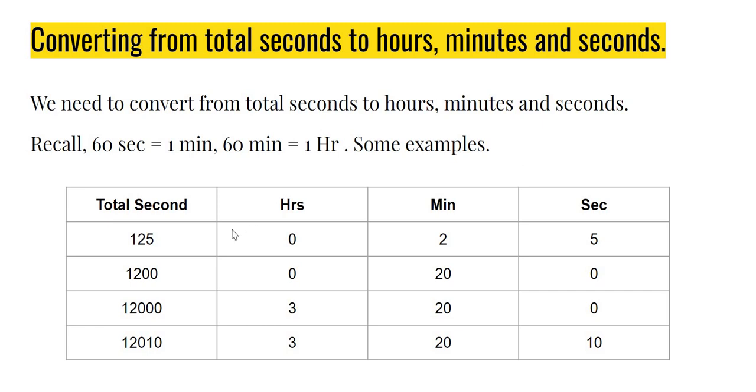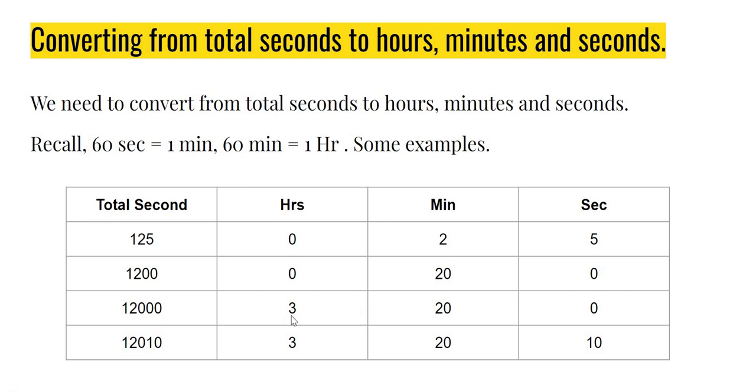Let's look at a few examples. For example, let's say it's 125 seconds left. We know that this is basically 2 minutes and 5 seconds, and this is 0 hours. If it's, on the other hand, let's say 1200, then we know it's 20 minutes because 1200 seconds is basically 20 minutes. 1200 divided by 60.